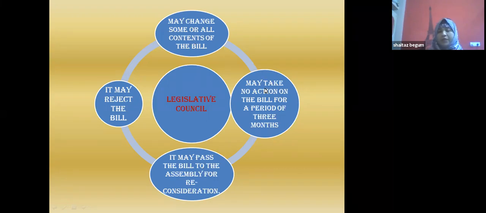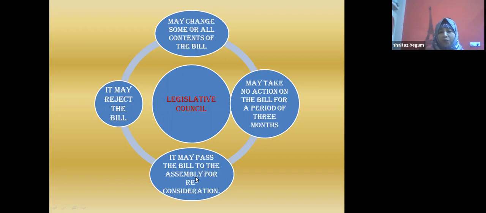Third possibility, the legislative council may take no action on the bill for a period of 3 months. They may just discuss, but they may not come to a conclusion. That is, they may not take any action on the bill. That is a third possibility. And fourth, it may pass the bill to the legislative assembly again for reconsideration.